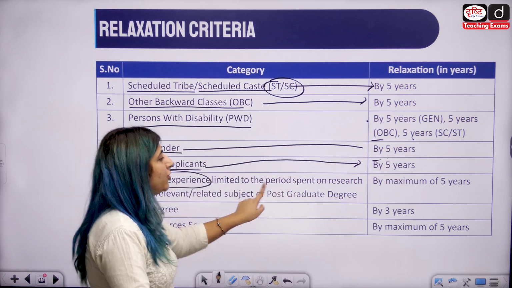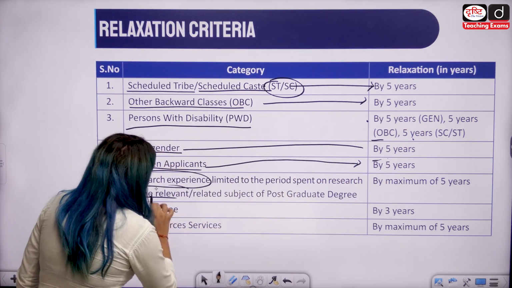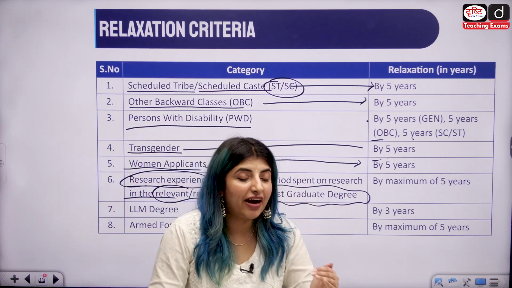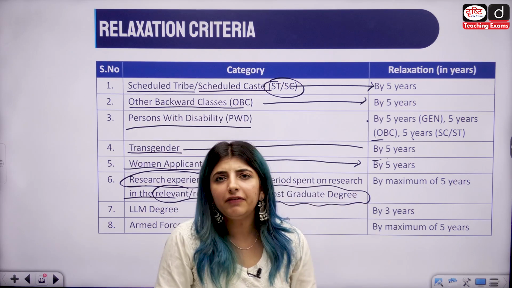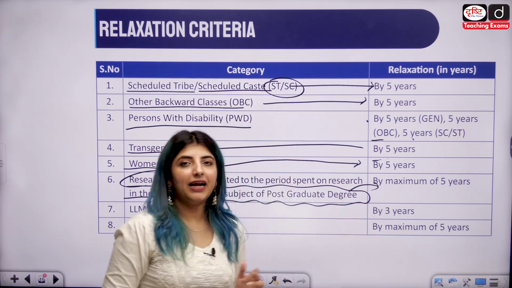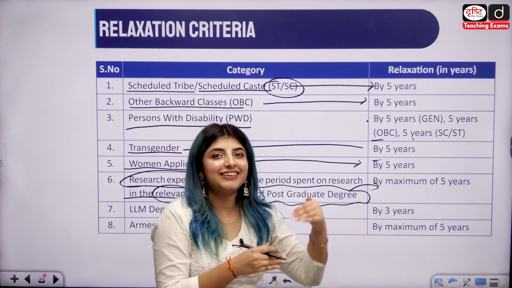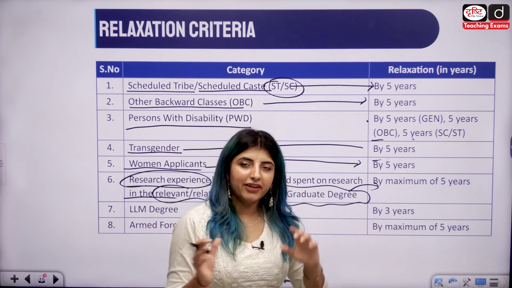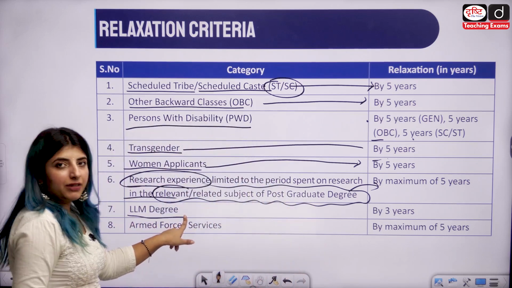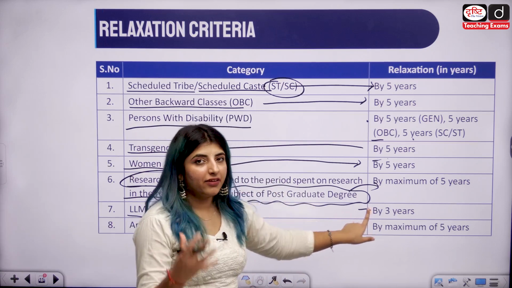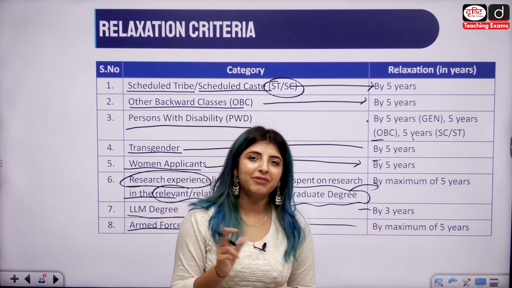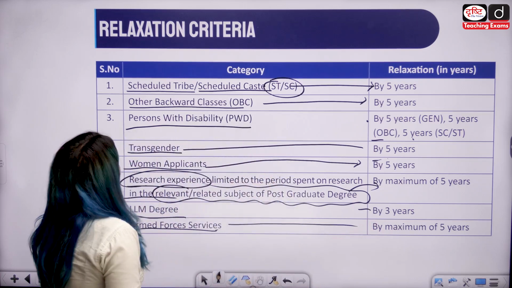Research experience is limited to the period spent on research in the related subject of the post-graduate degree. So if you had done your research in some relevant field in your post-graduation, again, you can get the relaxation by a maximum of 5 years. It will not be more than 5 years, it can be a little less based on whatever relevant topic you've chosen. If you've had your LLM degree, then the relaxation is by 3 years. If you have served in the Armed Forces, the relaxation is by a maximum of again 5 years, correct?